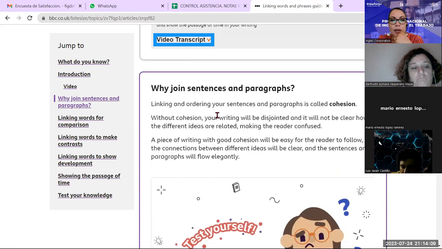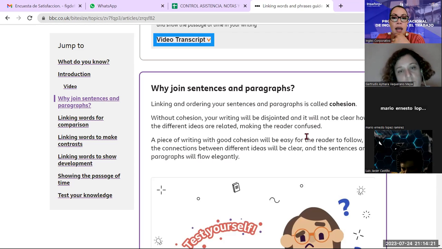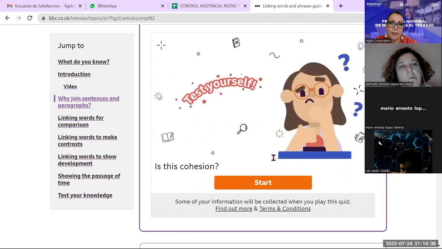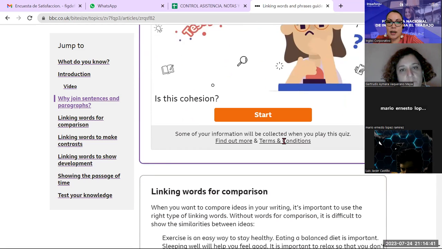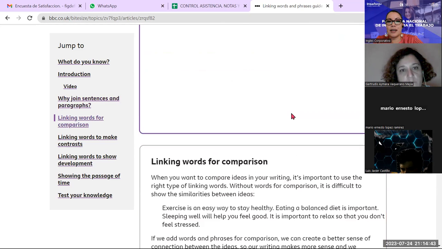Linking and ordering your sentences and paragraphs is called cohesion. Without cohesion, your reading will be disjointed and it will not be clear how the different ideas are related, making the reading confused. A piece of writing with good cohesion will be easy for the reader to follow, as the connection between different ideas will be clear, and then sentences and paragraphs will flow elegantly. Let's see, is this cohesion? Well, we can do this later.